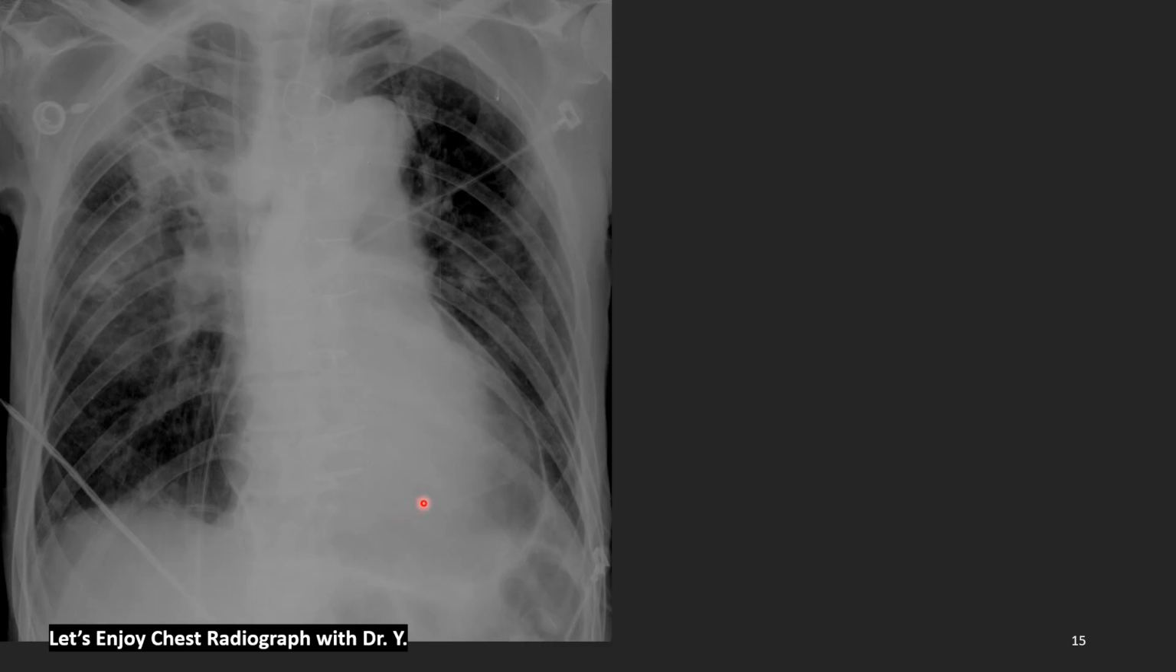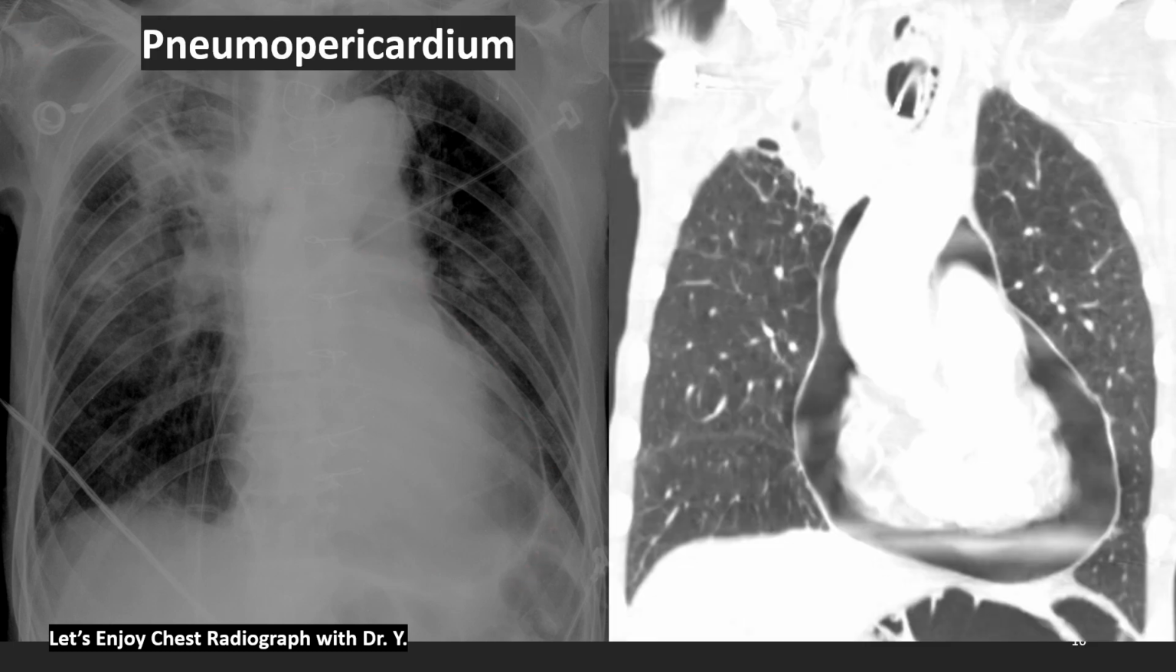Where do we see the air? Gas collection. Where is it? This old woman had an operation on the heart. Yes, gas here, round ovoid. This coronal CT image shows clearly where the gas is. Yes, it is in the pericardium. So this is pneumopericardium after cardiac surgery.